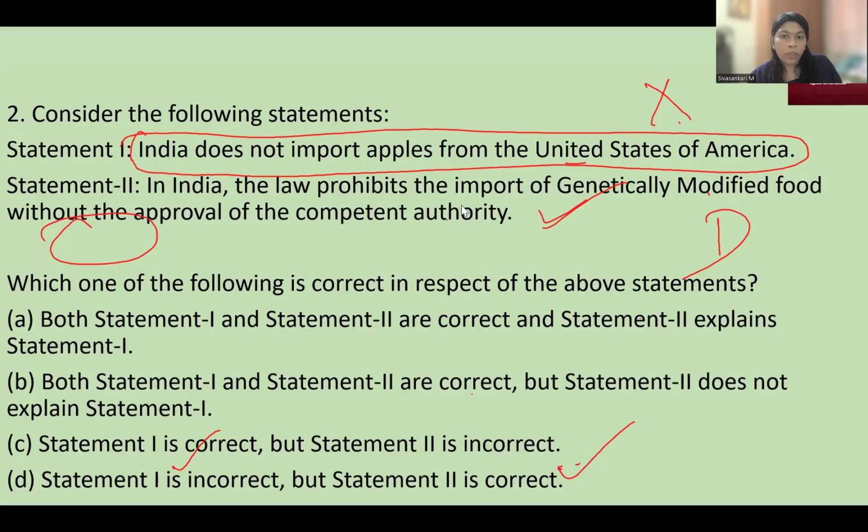And one more thing you have to note about the GM food. Several times I have said in the classes, GM crops are always attractive to UPSC question makers. So when some news comes about GM crops, they will definitely take note of it and give it in your question paper. That is why, in statement 2, they have mentioned the GM crop point. Now let us go to the third question.